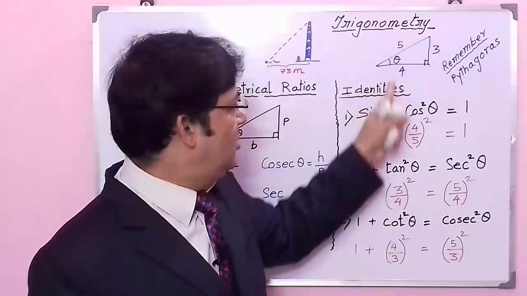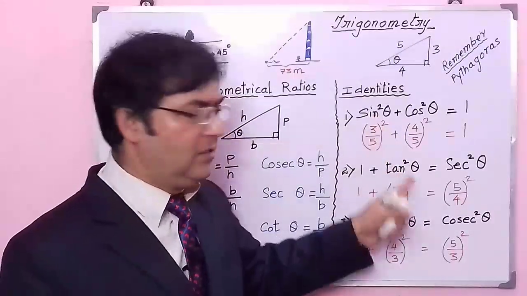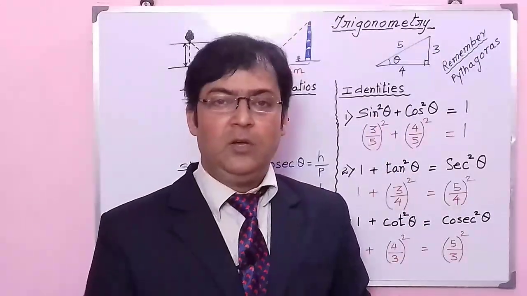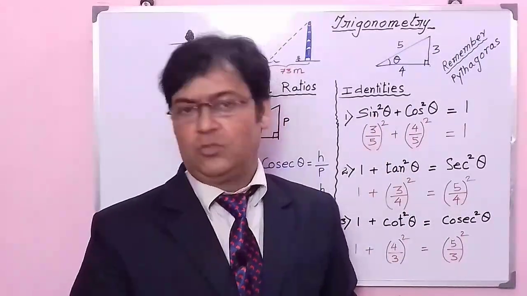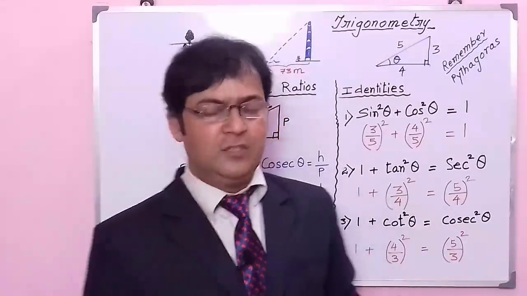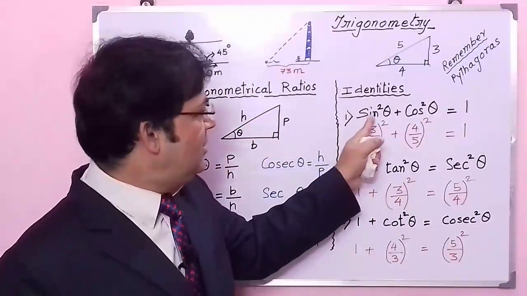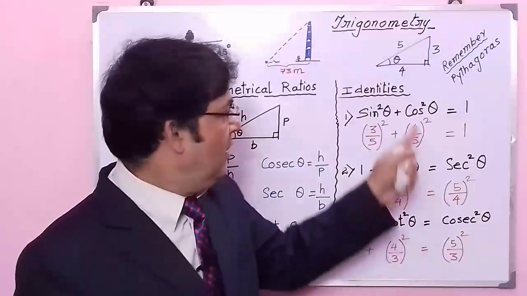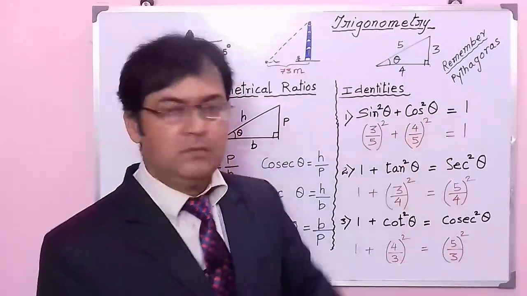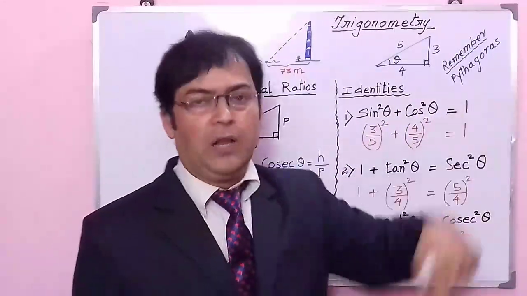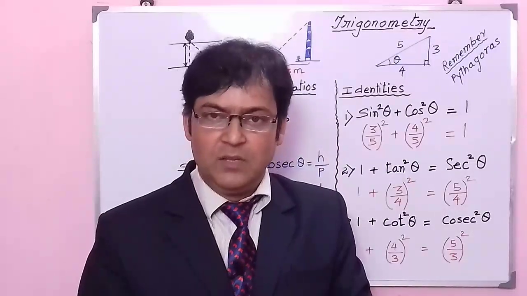But I have taken this one to prove these three identities, just to check whether it is really so or not. Let's see the first identity. Sine square theta plus cos square theta equals 1. It is said. Let's check.